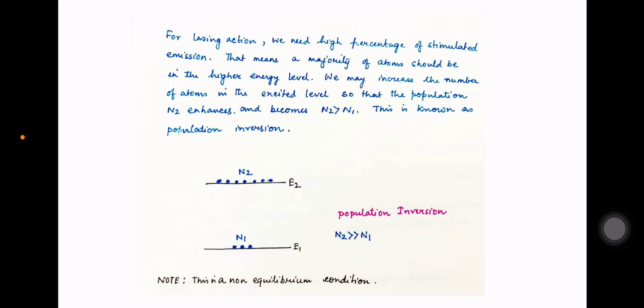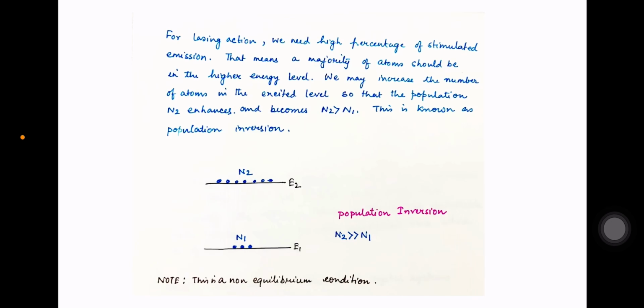So what will happen after the population inversion? As you know, a few randomly emitted photons will trigger stimulated emission of photons, and those stimulated photons will induce more stimulated emission and so on. Consequently, light gets amplified and we get a cascade of light.